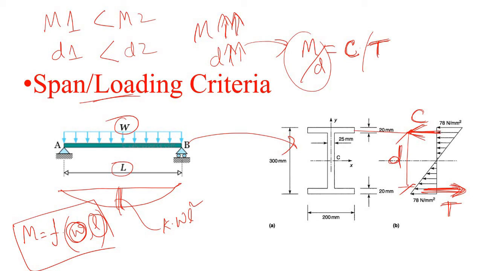Okay, and d is the distance between the topmost fiber, or the point where the resultant compressive force is acting, and the bottommost fiber. Or you can say that it is the distance between the two points of the resultant compressive force and tensile force. Now apply this simple concept to the truss.